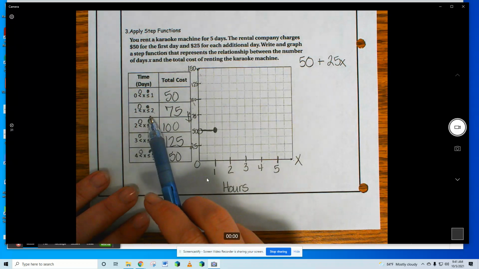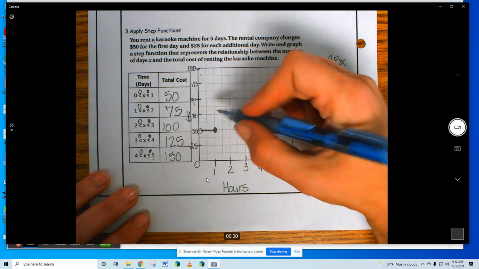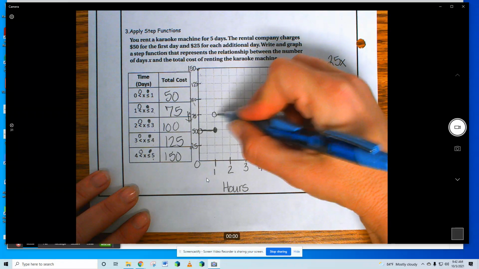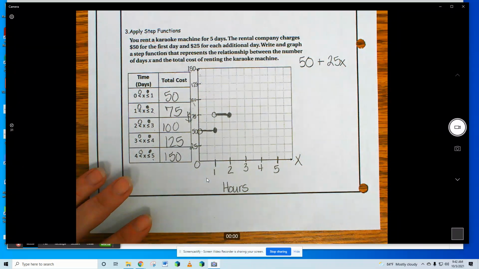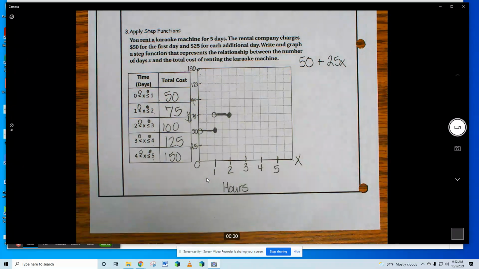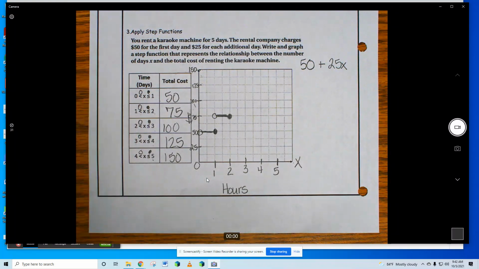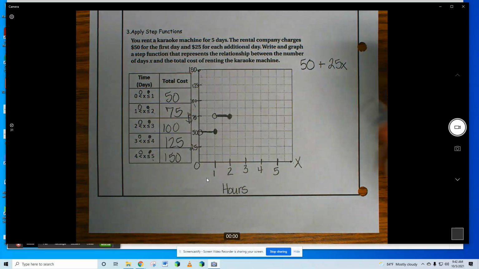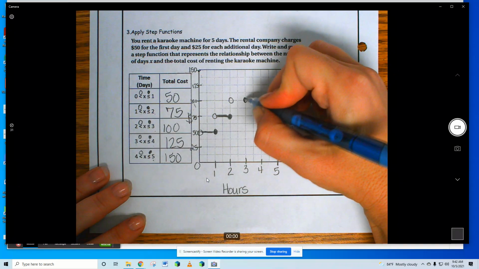Between 1 and 2 hours is $75. So go to $75, and that's between 1 and 2 hours. Open circle at 1, close circle at 2. Everything seem cool for this? Between 2 and 3 hours, it's $100. Open circle at 2, close circle at 3.